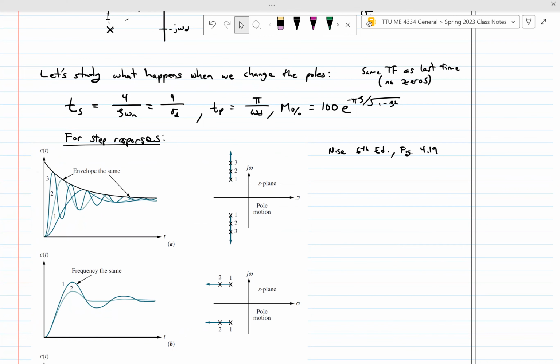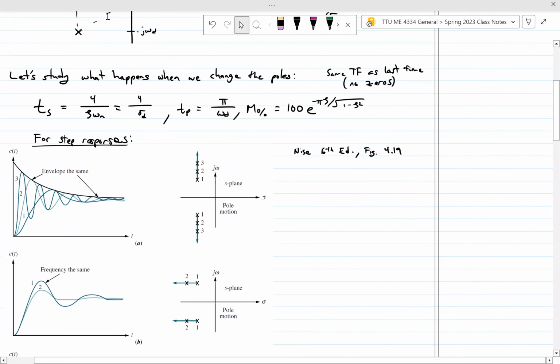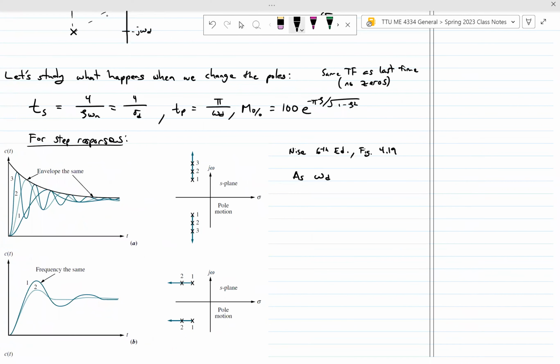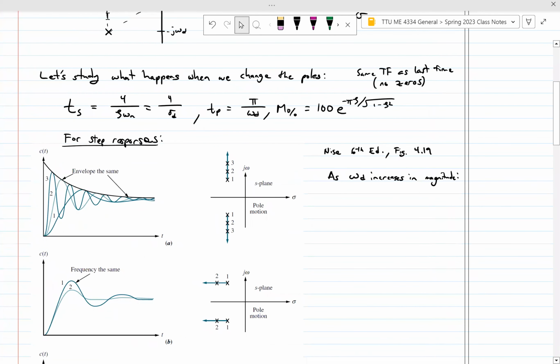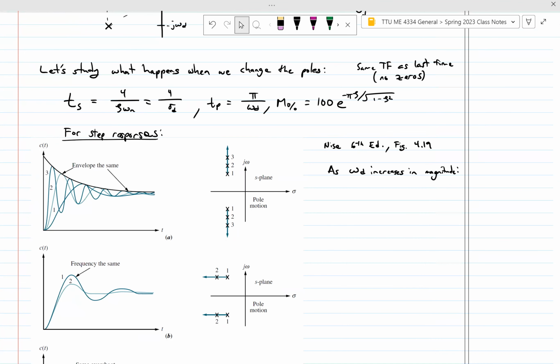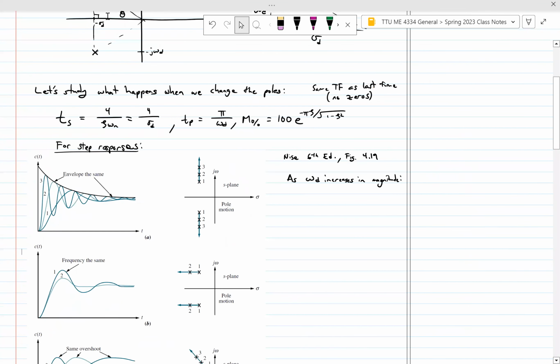So looking at these parameters here, what happens as omega d increases in magnitude, what happens to our response, right? We can see our poles are increasing only along the imaginary part. The real part is staying exactly the same. Look at our results here. If we were to have a step response where C is our output in this case, what happens? Or maybe look at our parameters. What happens when we increase that imaginary part?